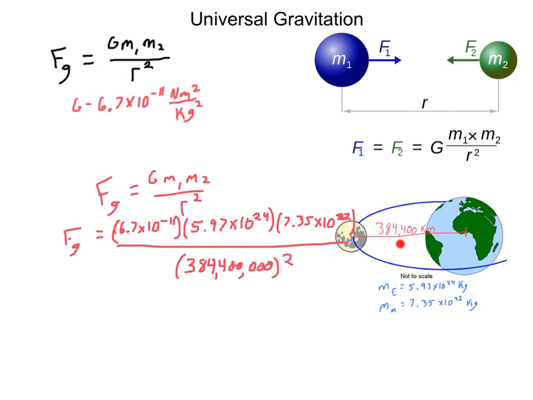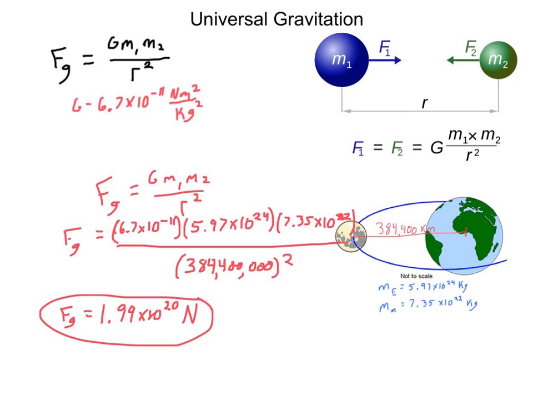Notice also, though, that this was in kilometers, and so I converted. I jumped the decimal 3 spots to the right, or that's also the same thing as tacking on a times 10 to the positive third there, because that's what kilo means, times 10 to the third. So I have my G, M1, M2, I called M1 Earth, and there's my radius squared. And of course, I come out with a very, very large force of 1.99 times 10 to the 20th newtons.